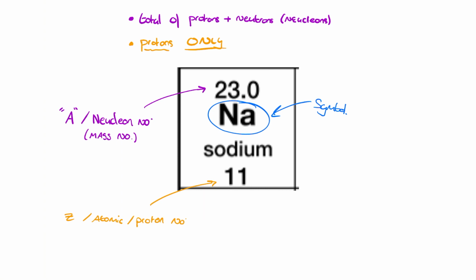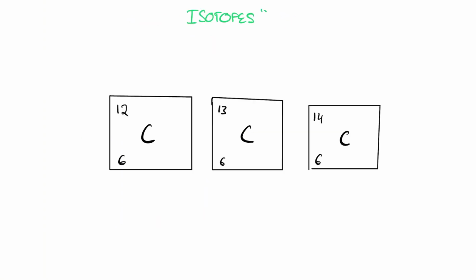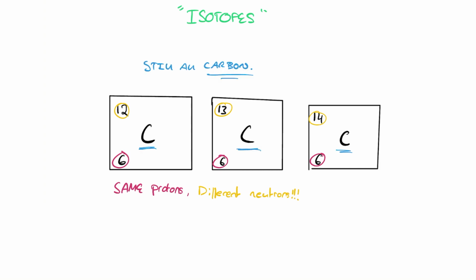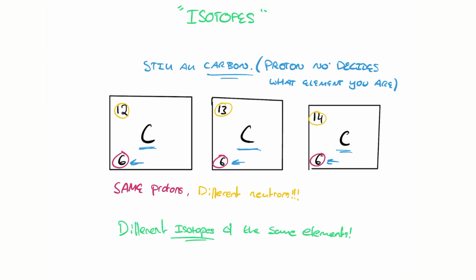Now that you know how to read the periodic table, let's talk about isotopes. Isotopes are atoms with the same amount of protons but different amount of neutrons. They have the same proton or atomic number but with different nucleon or A numbers. Let me be clear, they are still the same element. Proton number is what decides an element. The number of neutrons doesn't make it a different element, just a different isotope of the same element. They're all carbon atoms, just with different amount of neutrons in a nucleus.